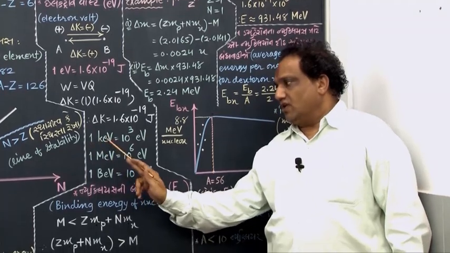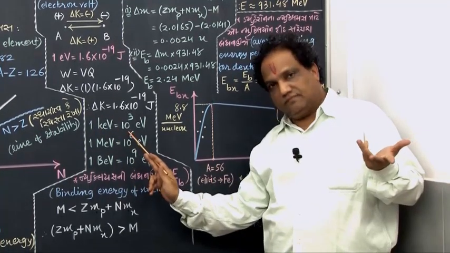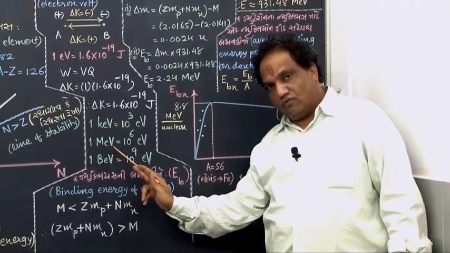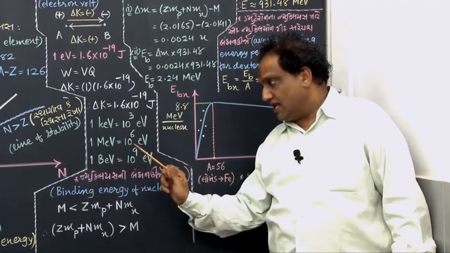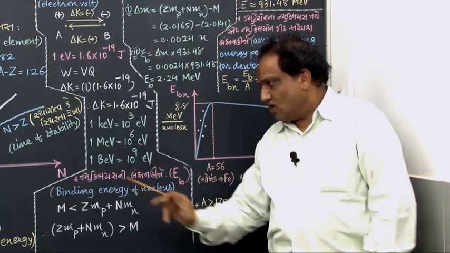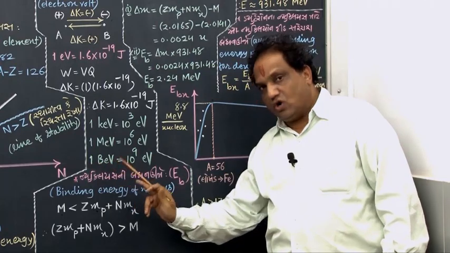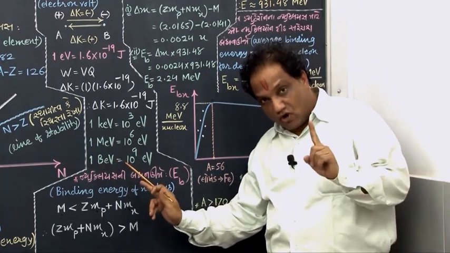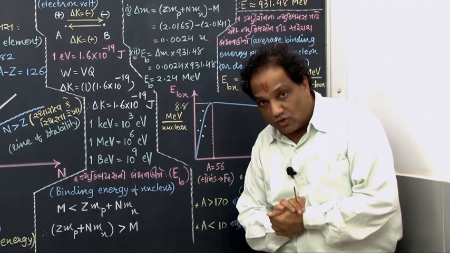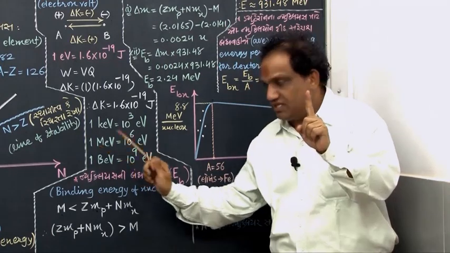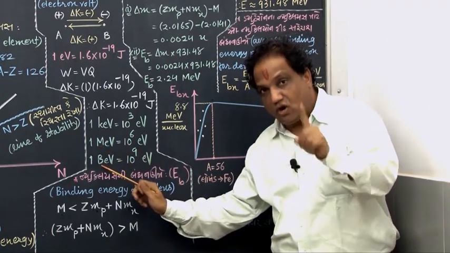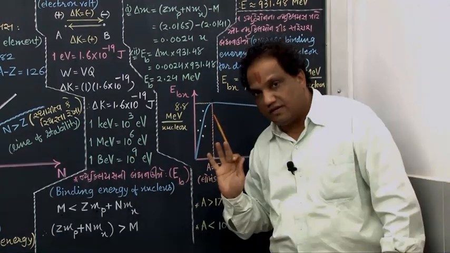1 kilo electron volt, kilo means 10 raised to 3. 1 mega electron volt or million electron volt is 10 raised to 6 electron volt. 1 billion electron volt or 1 giga electron volt is 10 raised to 9 electron volt. Million or mega means 10 raised to 6, billion or giga means 10 raised to 9. Got it?